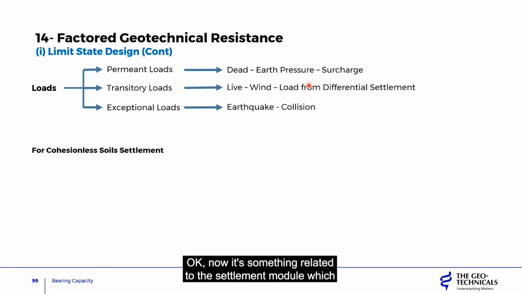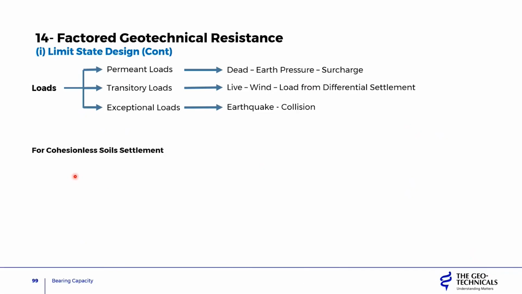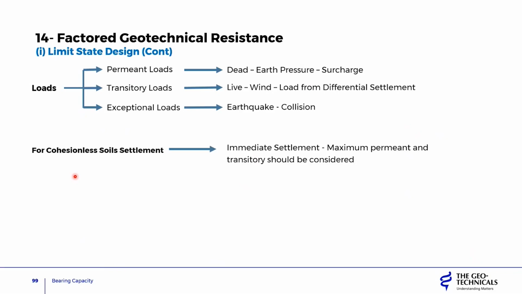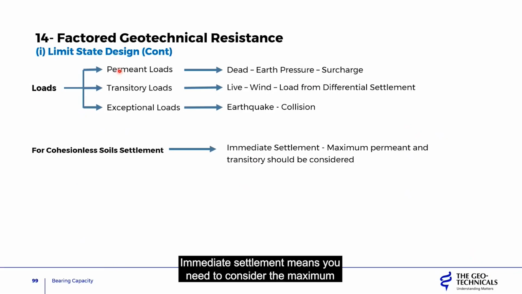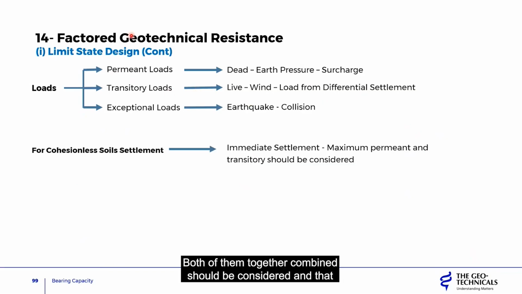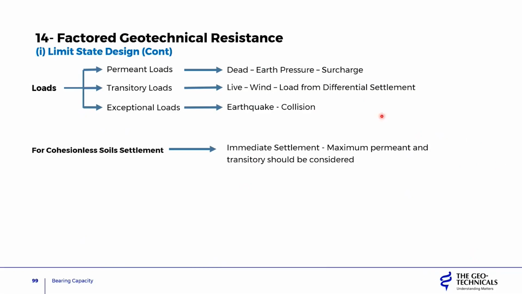Okay, now this is something related to the settlement module, which is module number 2, but it's important to know that if you have a cohesionless soil, the soil settlement is immediate. Immediate settlement means you need to consider the maximum permanent and transitory loads. Both of them combined should be considered, and that will be one of the ultimate limit state cases of loading that you will receive from the structural team.